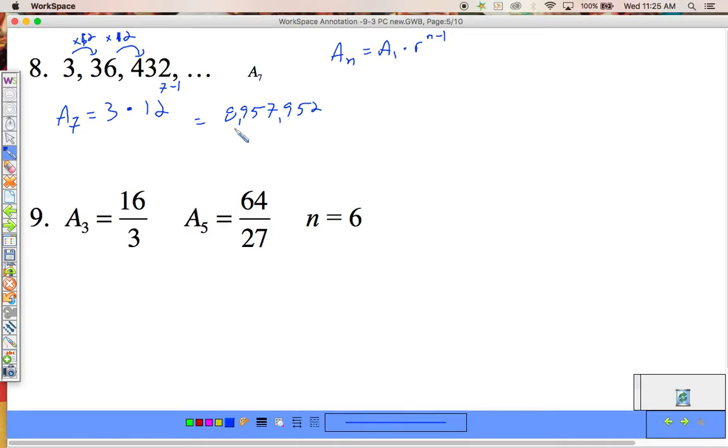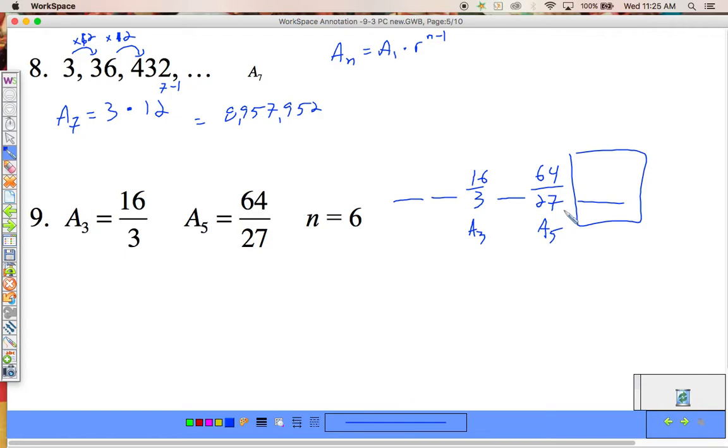All right, so for number 9, we did a problem similar. I'm looking for the 6th term. I'm looking for this one. I'm given the 3rd. I'm given the 5th. So I'm going to change it to the 1st and the 3rd. Because truly, I'm not looking for these. These two aren't important. So I'm going to write 64 over 27 equals 16 over 3. My ratio, which I don't know yet, to the 3 minus 1, because now I'm dealing with 3 terms. I'm dealing with these 3.